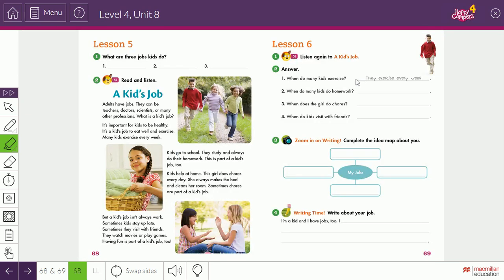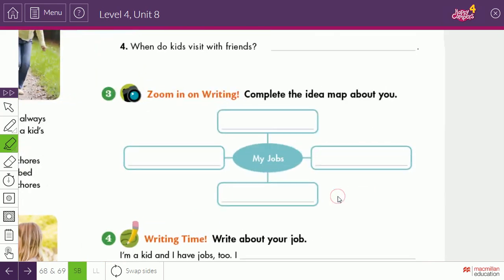We did reading. We read this text about activities that kids do. Then we answered the comprehension questions about this text. So today we will move here to lesson 6. It's about writing. Please, what are you going to do here?